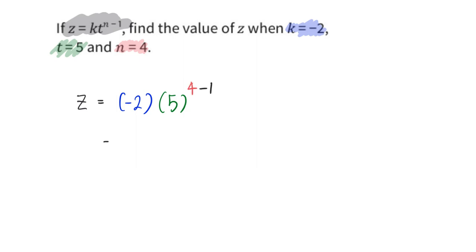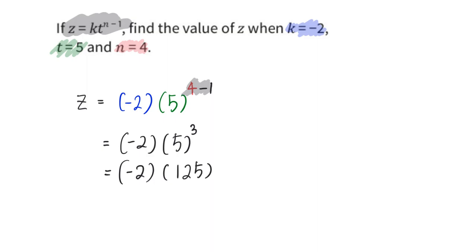And in such cases, what should we do first? Actually, we should consider this first, 4 minus 1. So I will have negative 2 times 5 to the power of 3, because that will help us to decide, hey, 5 power 3 is 5 times 5 times 5. We do that first. 125. So I repeat, 5 power 3 is equal to 125. And we would then get the final answer, negative 250. And we are done with this problem.